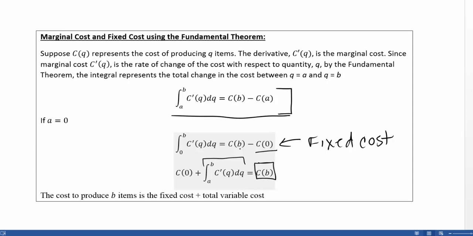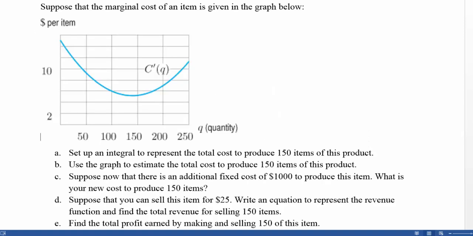So now that we know this idea, we can take this second version of the equation. We do fixed cost plus total variable cost equals the cost to produce one specific amount of items. Let's do some applications and see how this works. Example 6. So we know that the derivative of cost is the marginal cost. So suppose that the marginal cost of an item is given in the graph below.